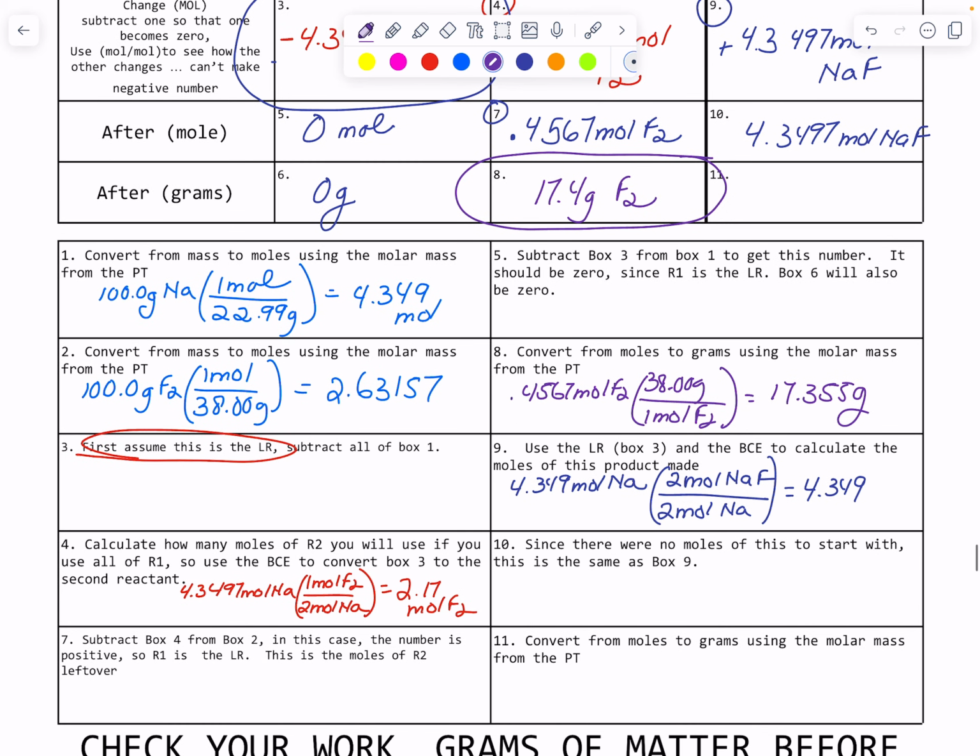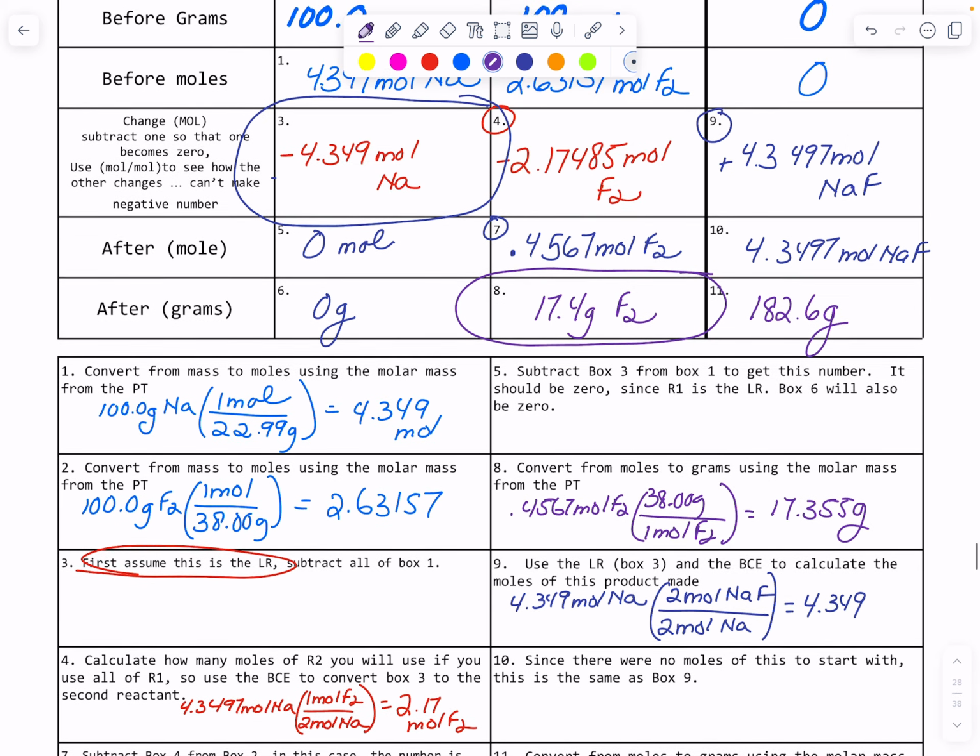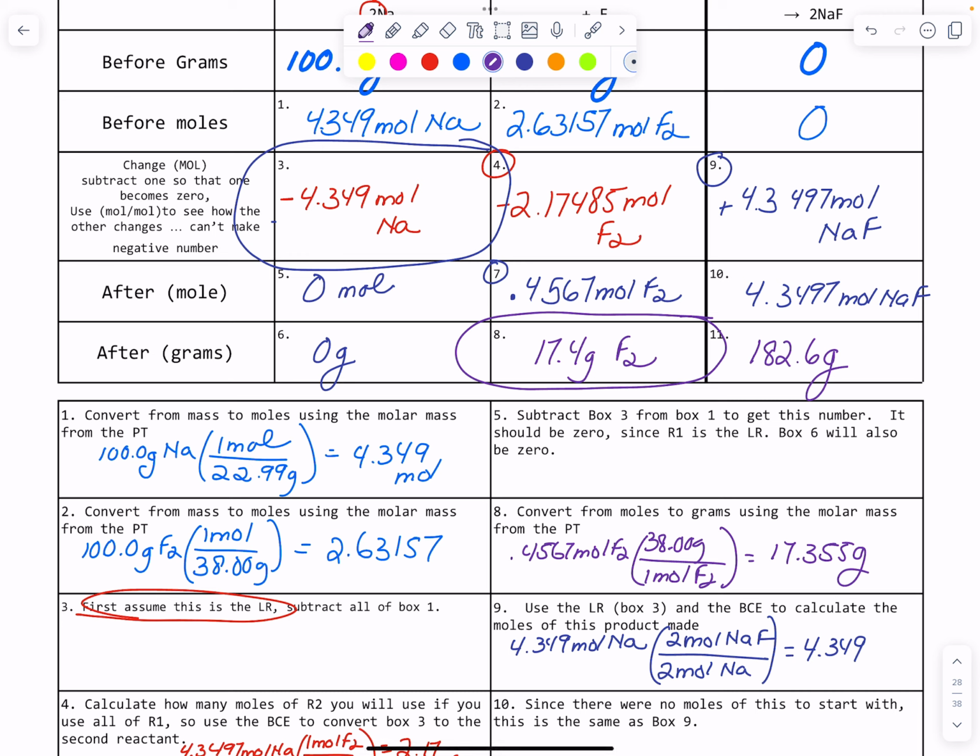And how many grams of sodium fluoride will I make? So I take that 4.3497 moles of sodium fluoride and I convert to grams. And that equals 182.6 grams. Now I should put NaF here.